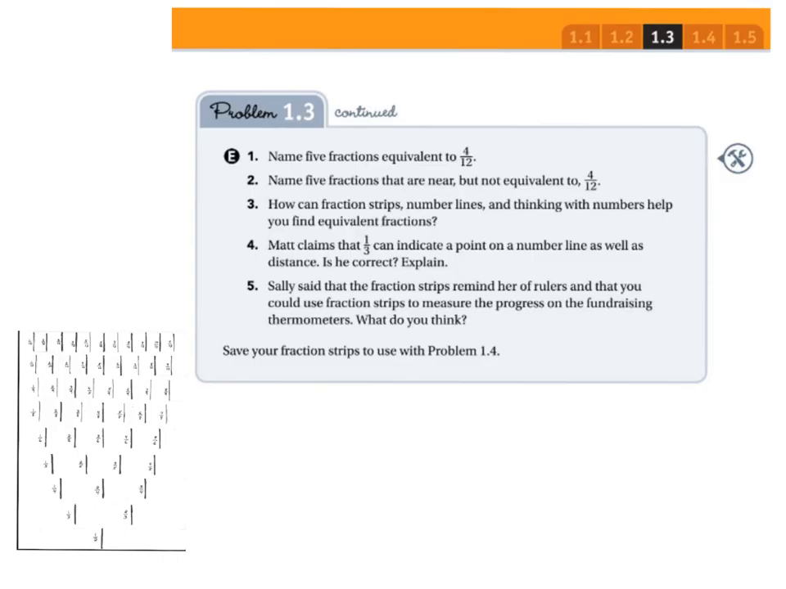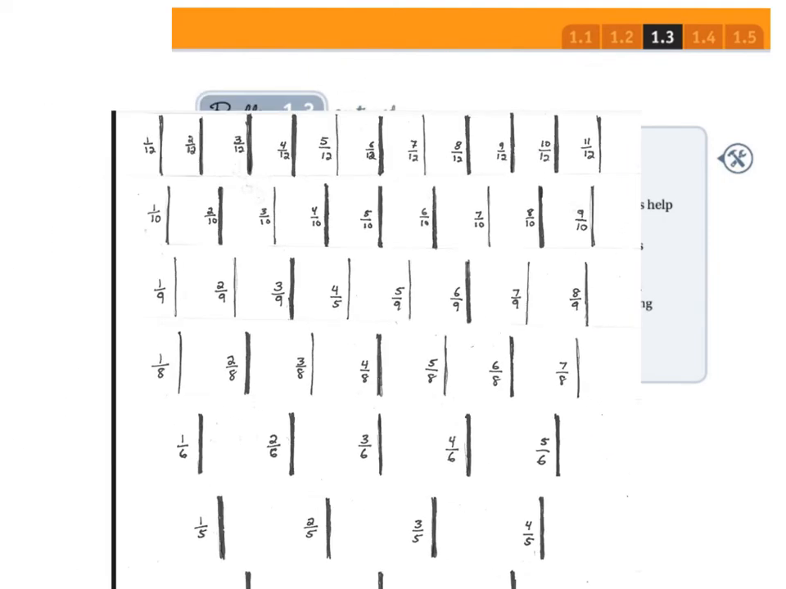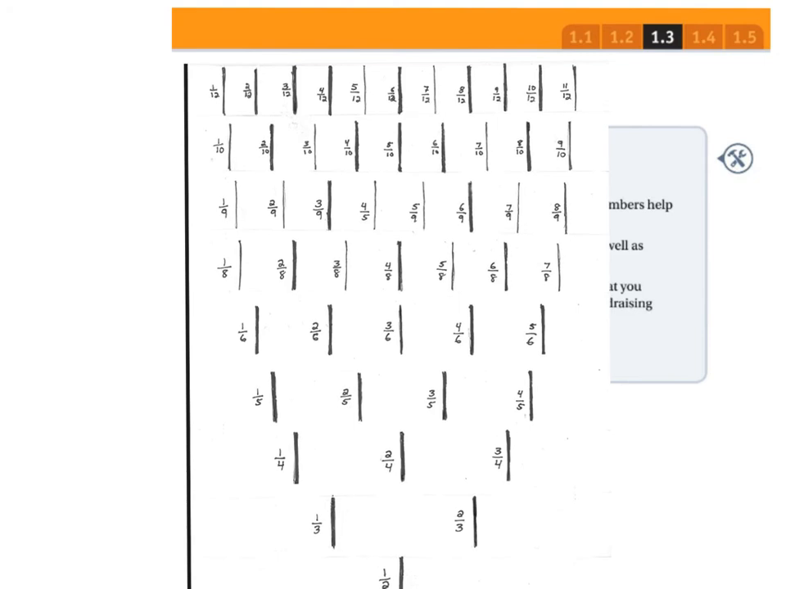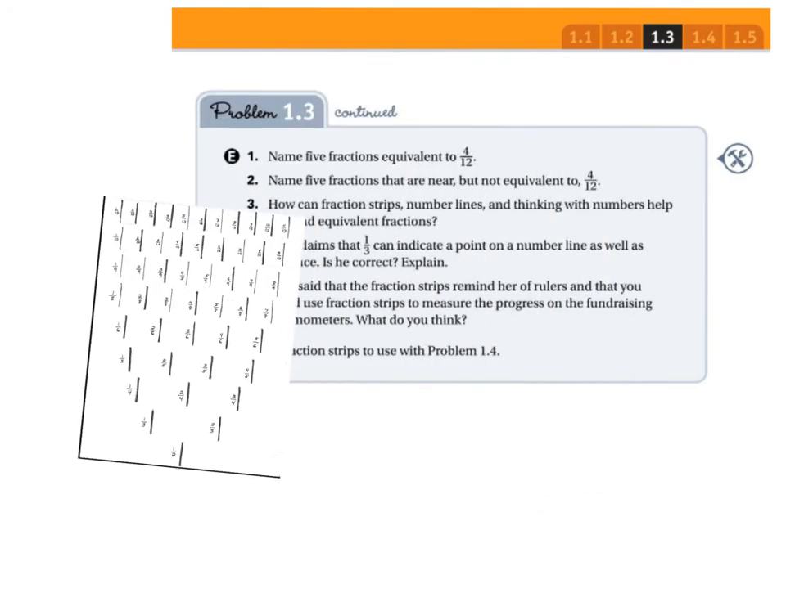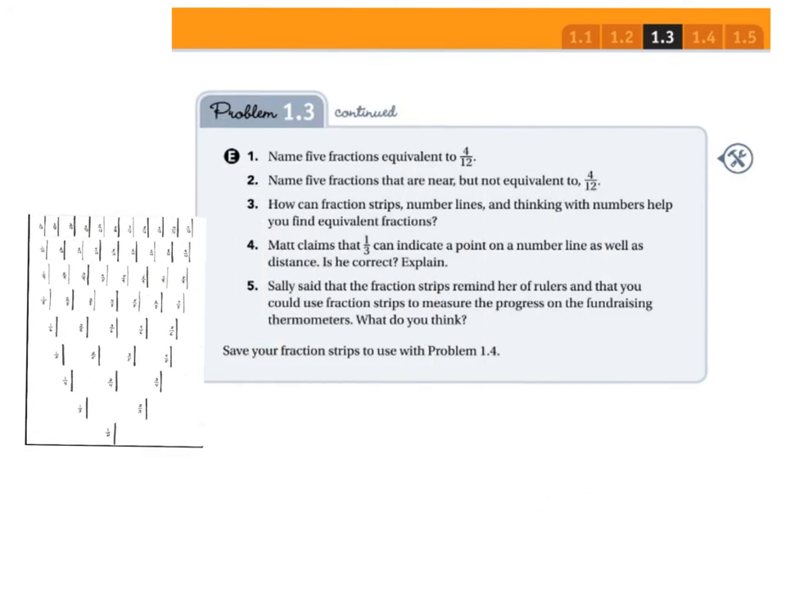Last but not least, name 5 fractions equivalent to 4/12. So you could take this out, look at your 12ths, follow them down, find equivalent fractions that are matching. Name 5 fractions that are near but not equivalent to 4/12. How can fraction strips, number lines, and thinking with numbers help you find equivalent fractions?